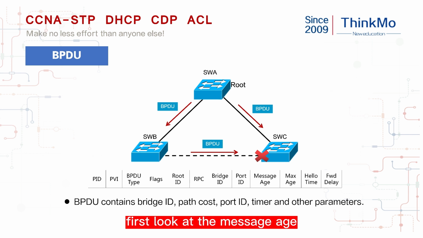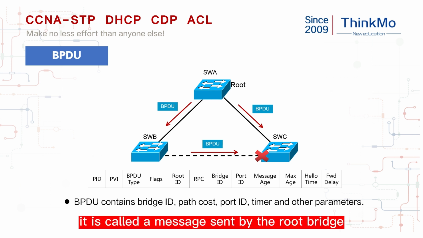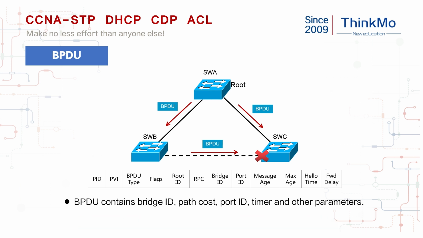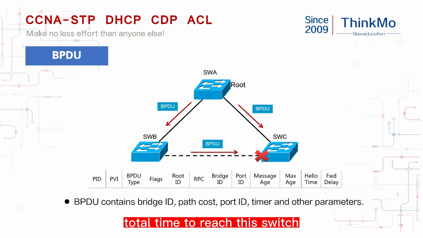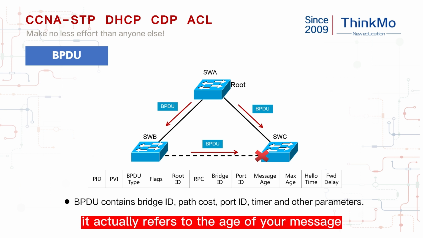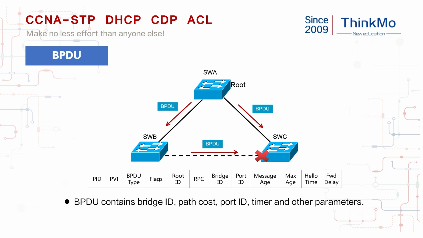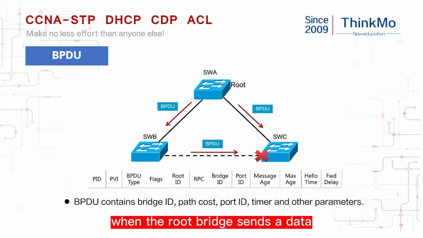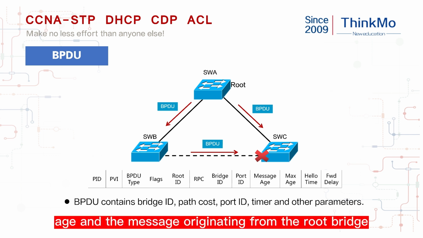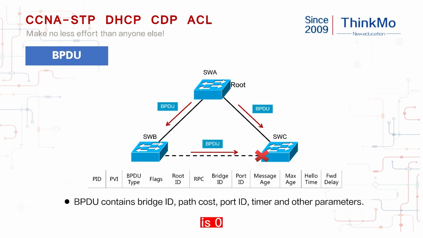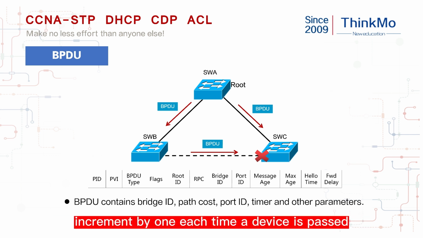First look at the message age. It is the total time for a message sent by the root bridge to reach this switch. You can understand it like this: it actually refers to the age of your message. When the root bridge sends data, the message age in the message originating from the root bridge is 0. It increments by 1 each time a device is passed.